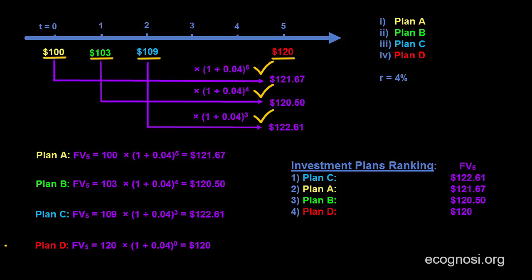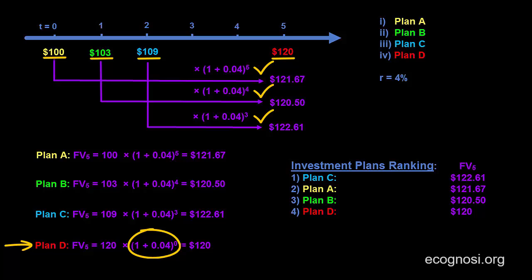But as you can see down here, I did make a calculation for plan D. The reason I made this calculation is because I want you to see that our future value formula still holds. So we multiply the $120 associated with plan D by 1 plus 0.04 to the 0th power, and any number raised to the 0th power is 1. So in essence, we have 120 multiplied by this term, which equals 1. So we end up with an amount that is equal to the initial one of $120.